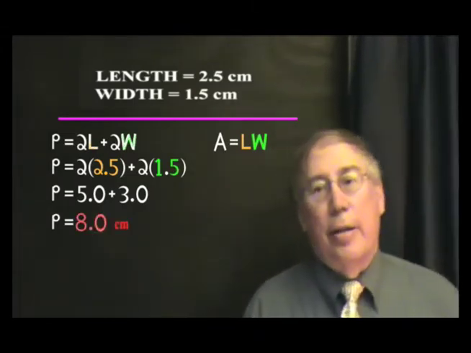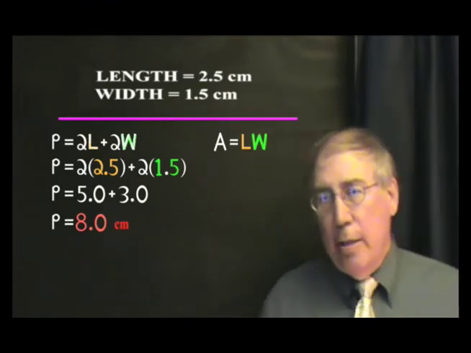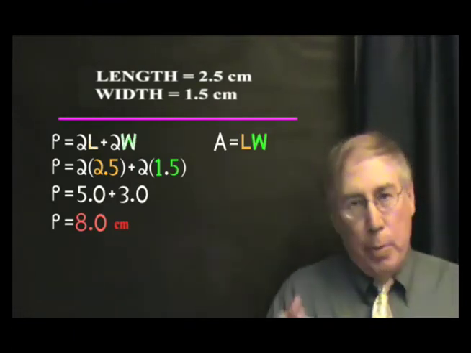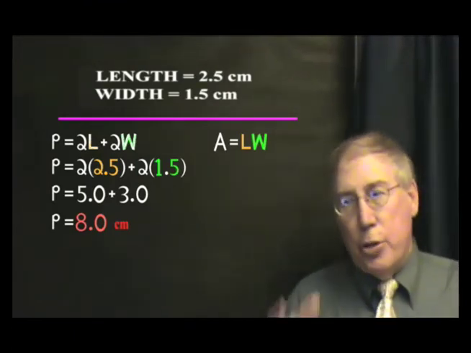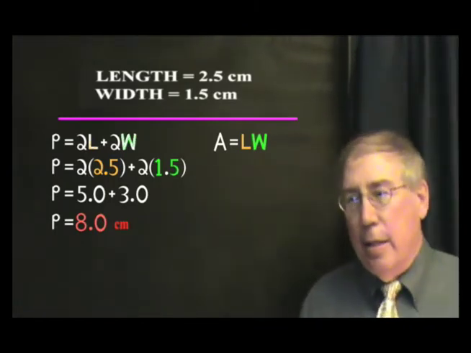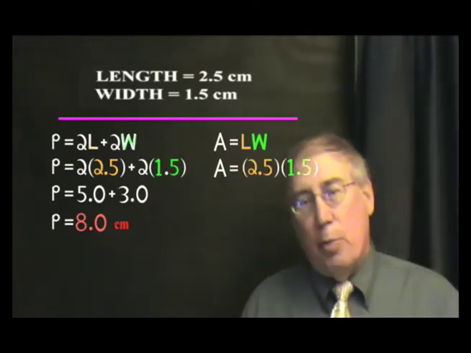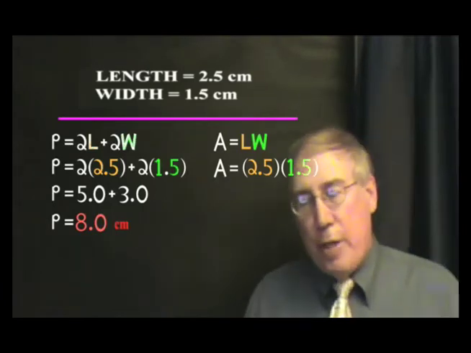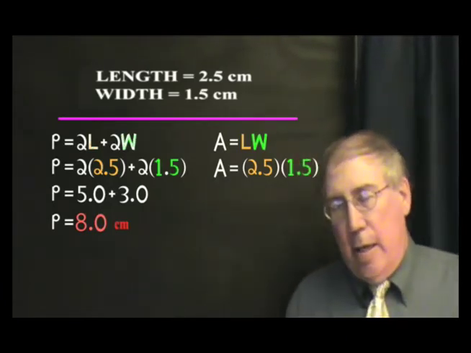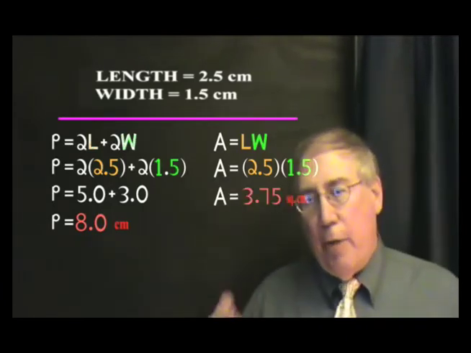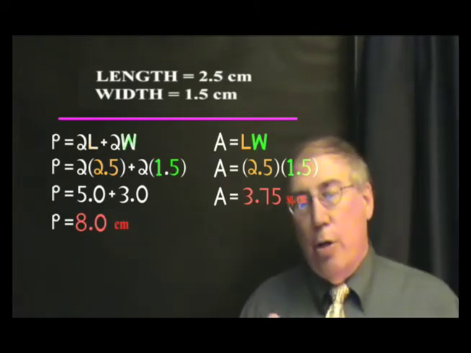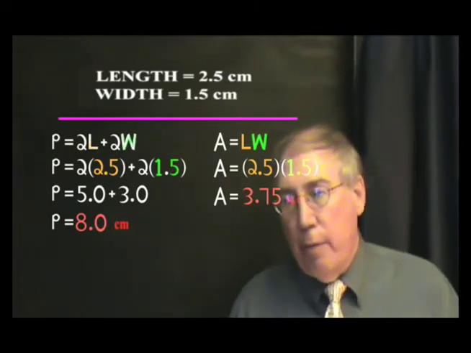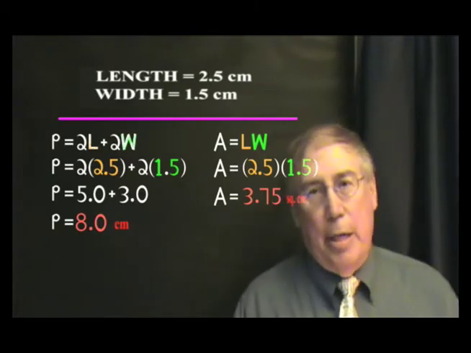Then doing the area, we're going to be multiplying 1.5 times 2.5, and we can pretend like we're multiplying 25 times 15, but we get 375. Then we have to move the decimal point over 2 places to the left, so we get 3.75 square centimeters.